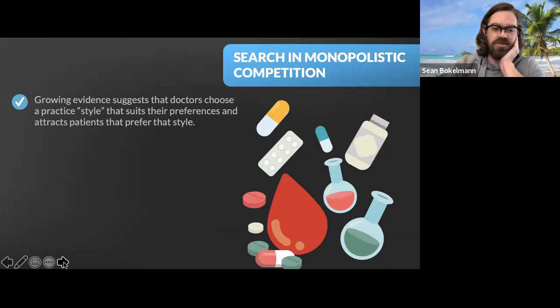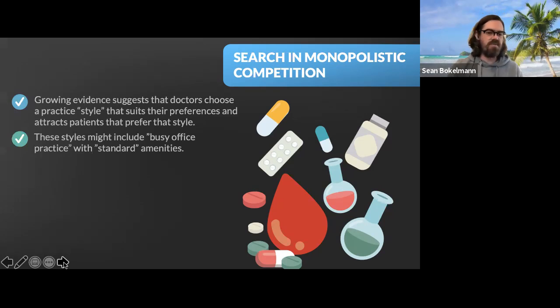Now, this is a huge part of the literature, so there's a lot of research on this, and there's growing evidence that suggests that doctors choose a particular style of practice that suits their own preferences, and usually this attracts a particular type of patient that also prefers that style. So there's different examples of styles. Maybe there's one style where we would call it a busy office practice with standard amenities.